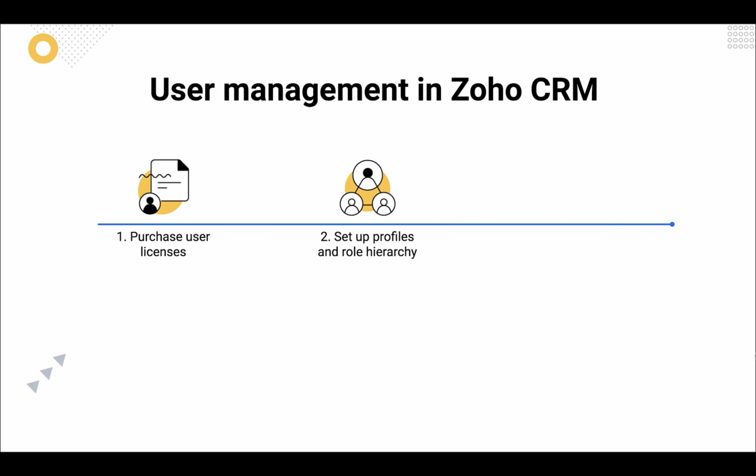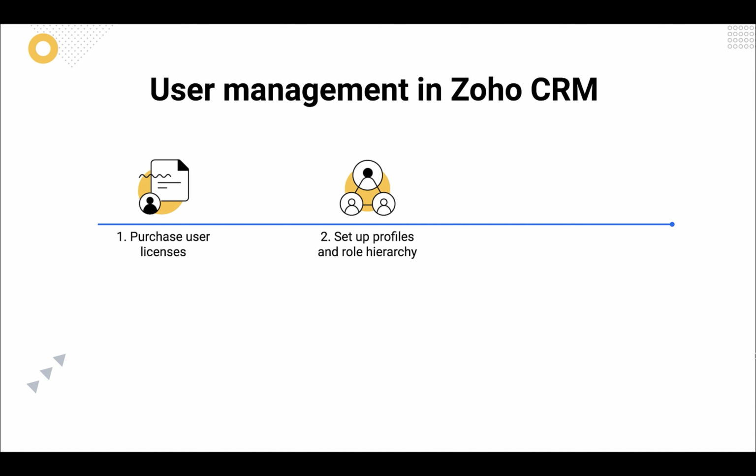So that way, while profiles determine what the user can do in CRM, roles determine what they can see in CRM. Can they see other people's data? Can they see their manager's data or their subordinates' data? So all this data access details are determined by the role hierarchy. And by default, the data access flow in Zoho CRM flows according to this role hierarchy.